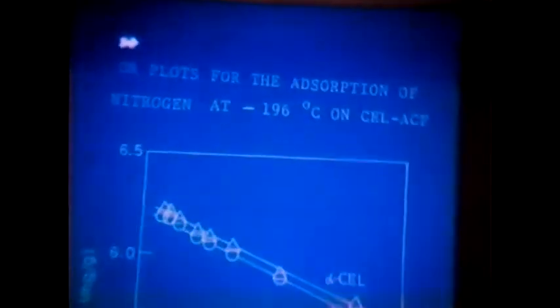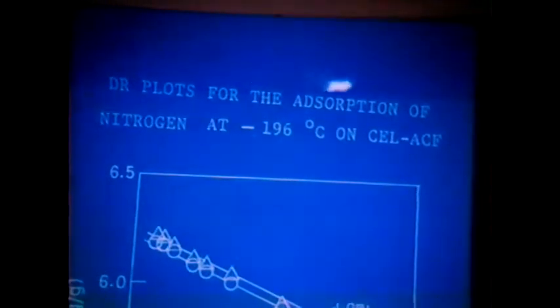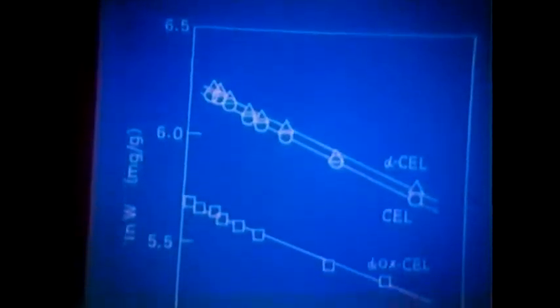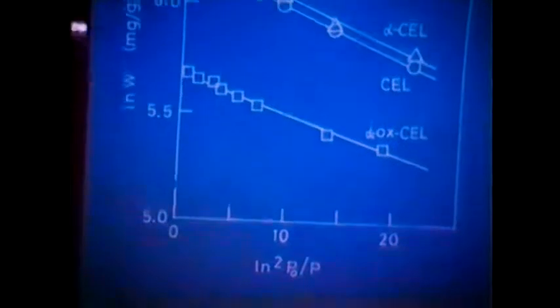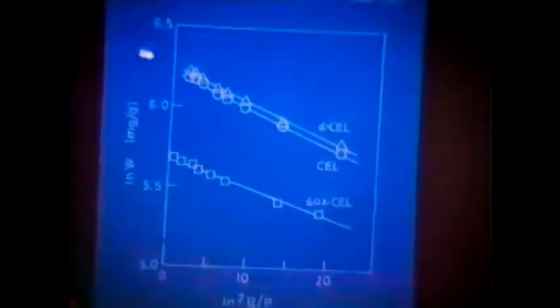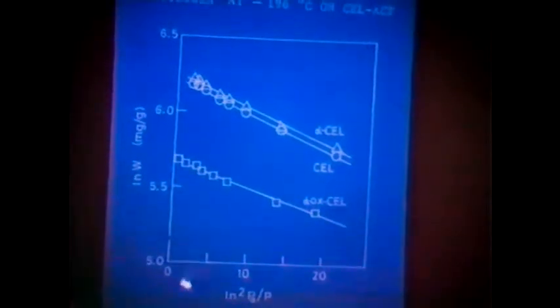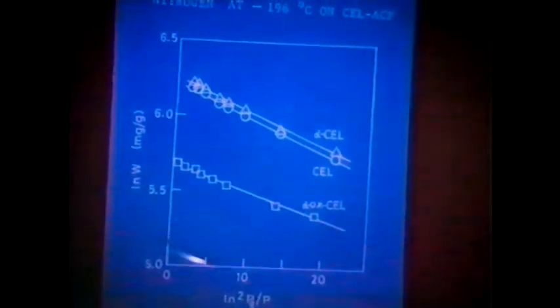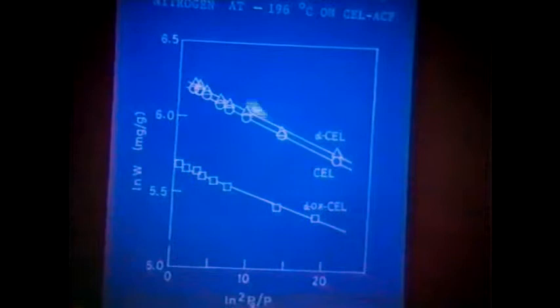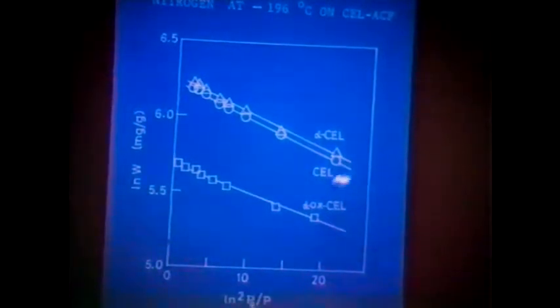This slide shows the DR plot for the nitrogen adsorption on cell samples. The ordinate is the logarithm of the amount of adsorption. The abscissa is the square of the logarithm of P0 over P. We can see a good linear relationship, and we determine the micropore volume and the characteristic adsorption energy from this plot.